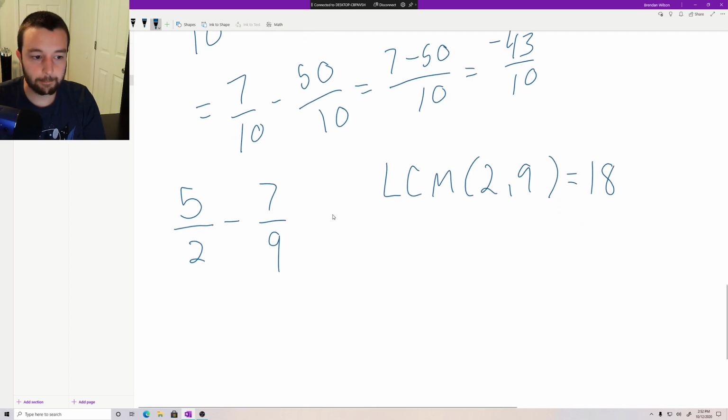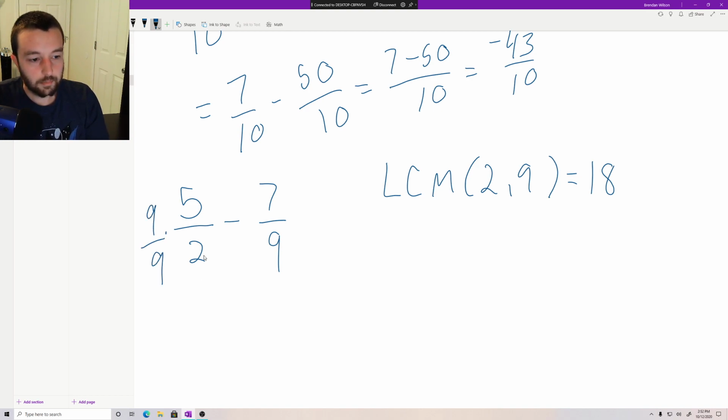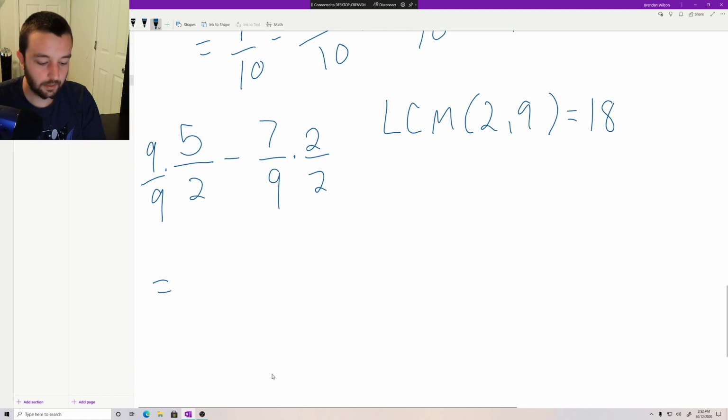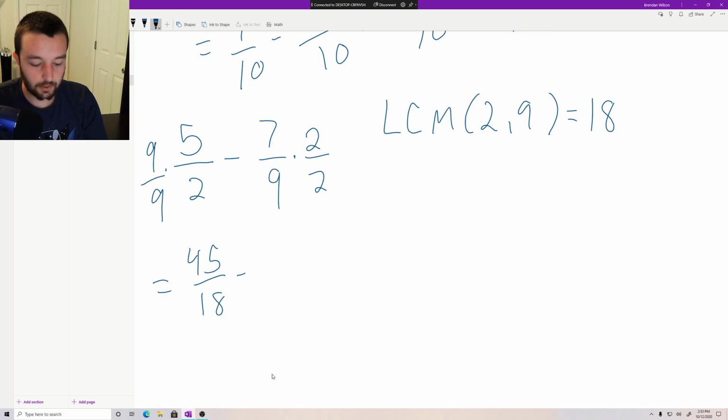2 times 9. So for the 5/2, to make the denominator 18, we need to multiply by 9/9, because we have to multiply the 2 by 9 in order to get 18. For the 7/9, we need to multiply by 2/2, because that's how we make the bottom 18. So on the top of the left one, we have 45. On the bottom, we have 18. On the top of the right one, we have 14. And on the bottom, we have 18.